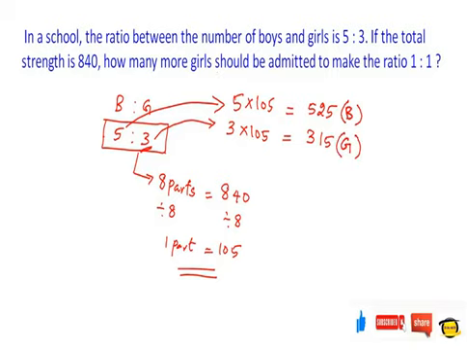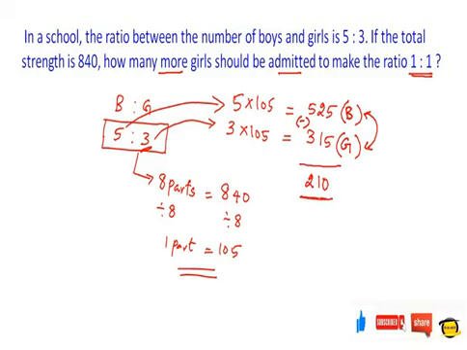The question is to find out how many more girls should be admitted to make the ratio 1:1, which means the count of boys and girls are supposed to be equal, right? So we are not going to add or subtract the count of boys, but we are going to add some more girls to the school, right? So how to find that out? Very simple. Find the difference between these two counts and that should give us 210.